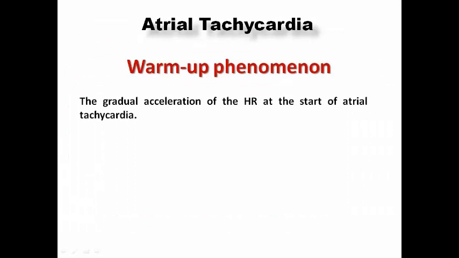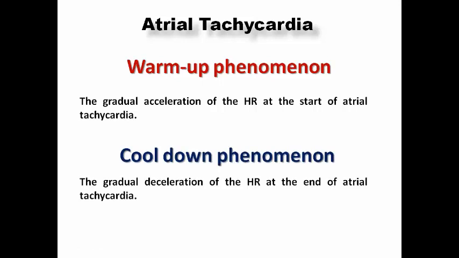Of course, in atrial tachycardia, there are two phenomena that we need to be oriented with. There is something called the warm-up phenomenon, which is the gradual acceleration of the heart rate at the start of atrial tachycardia. So, for example, when a patient is in sinus rhythm and then starts to develop automatic atrial tachycardia, the heart rate is not fixed from the start to the end, but it starts, for example, at 140 beats per minute, and then it gradually increases to reach a peak heart rate. This is what we call warm-up, as the atrial rhythm is warming up.